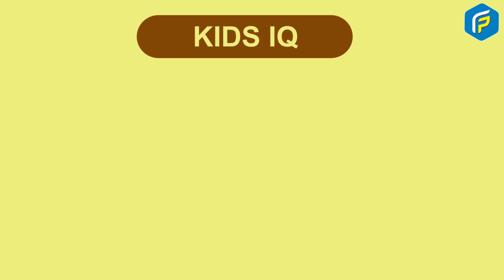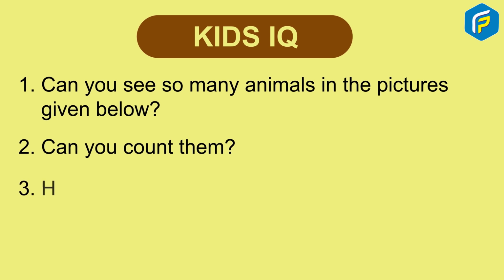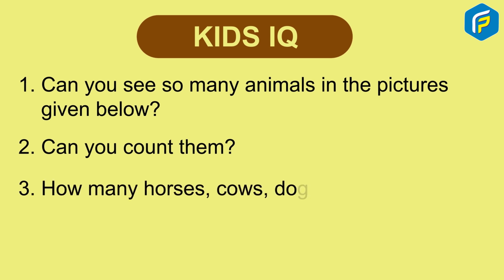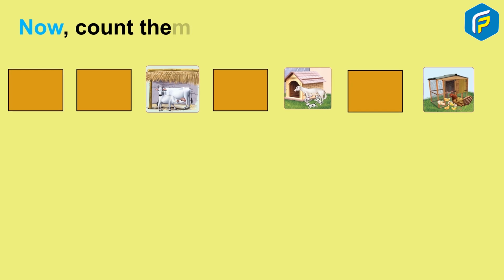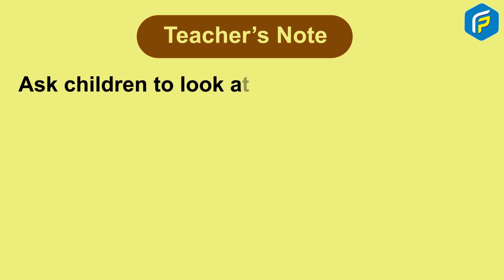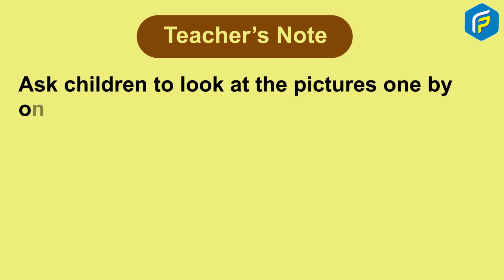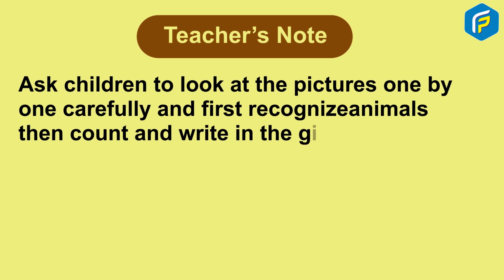Kids IQ. 1. Can you see so many animals in the pictures given below? 3. How many horses, cows, dogs, and chickens are shown in each picture? Now count them. Teacher's note. Ask children to look at the pictures one by one carefully and first recognize animals, then count and write in the given box.